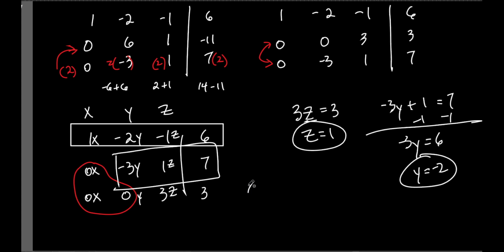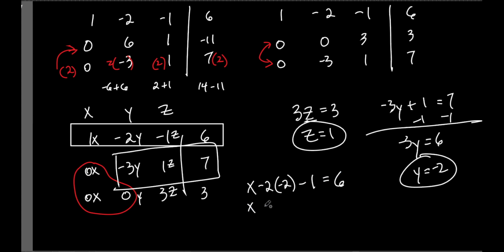I'm going to get 1x, or just x, minus 2 times y. And my y, I just figured it out. It was negative 2, so it's just substitution, right? Minus 1z, or just z, which is 1. And that should equal what? 6. And now I just solve for x.